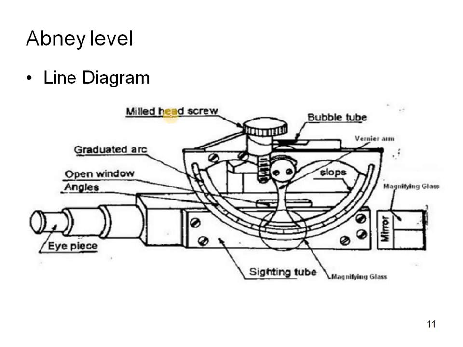So, above level line diagram. This is the line diagram of above level. You can observe here bubble tube, milled headed screw, graduated arc, open window, angles, eyepiece, sighting tube. This is called sighting tube, and these are the slopes. So vernier arm and magnifying glass, mirror, magnifying glass. We are having two magnifying glasses. One will be in the objective glass and one will be for seeing the readings.